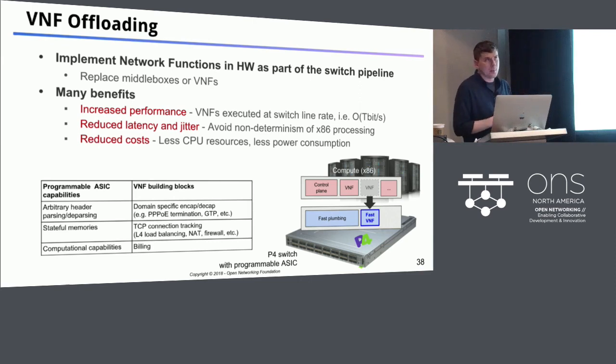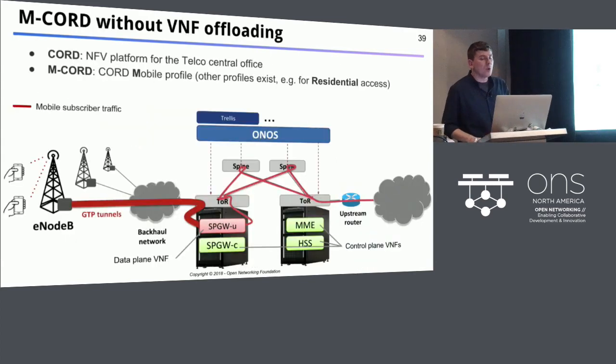The benefits of doing this are many. You have increased performance, because your VNF can be executed at switch line rate, in the order of terabits per second instead of gigabits per second. You have reduced latency and jitter, and reduced cost, because you have to manage, buy, and power less CPU resources, and instead you can use the switches that are already part of your fabric. One example of this VNF offloading that we did at ONF is mCord. mCord is the mobile profile for the Cord NFV platform and provides access capability.